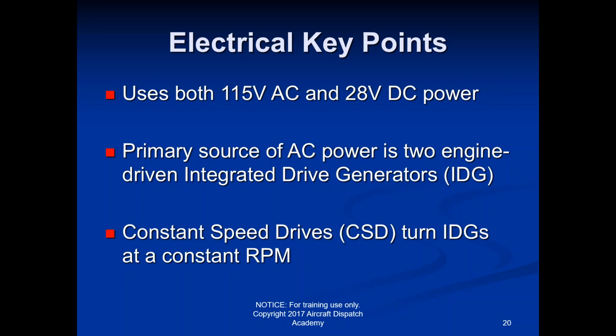So this thing says the constant speed drives turn the IDGs at a constant RPM. So basically all that means is that the plane's thrust will go up and down depending on if you're landing, taking off, and so on. So regardless of what RPM or thrust setting the engine is at, the constant speed drive turns the generator at the same speed no matter what the power setting of the engine is, so that you're not getting these fluctuations in power. It's just like an alternator in a car. It works exactly the same way. In fact, an alternator is basically a constant speed drive.